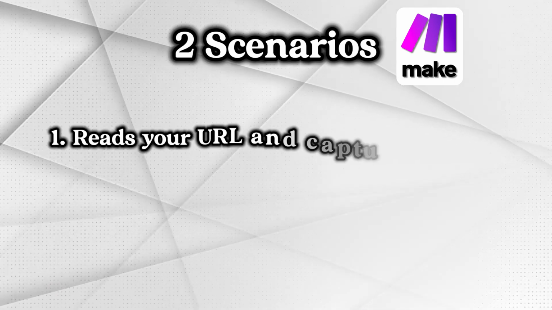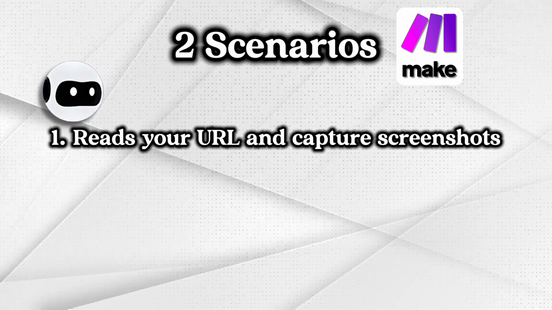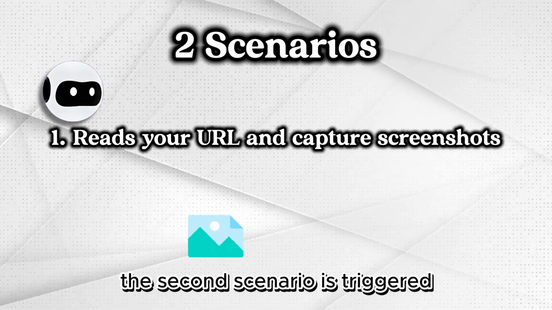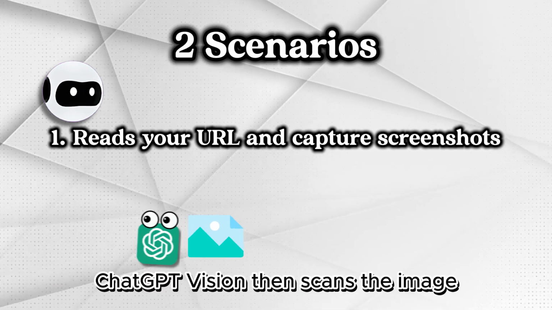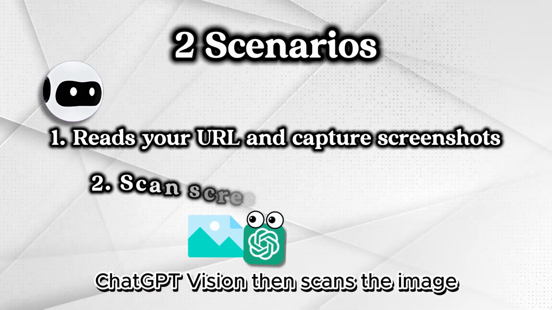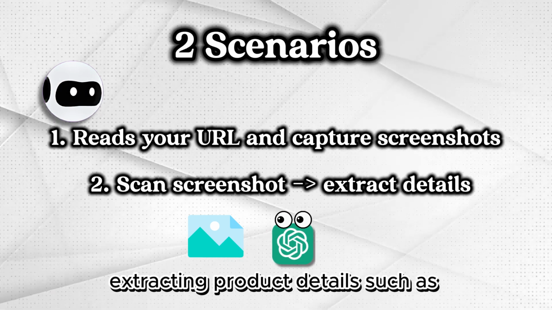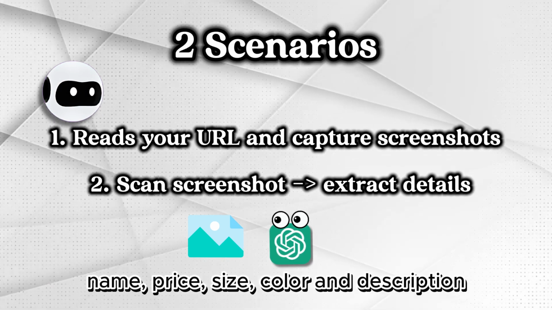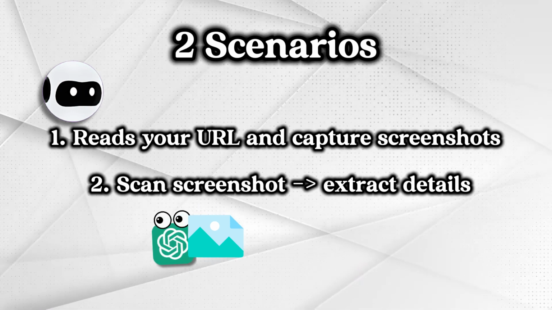Okay, let's dive in. We'll create 2 scenarios in Make.com. The first one reads your URL and captures the screenshot using Browse AI. The second scenario is triggered when the screenshot is ready. ChatGPT Vision then scans the image, extracting product details such as name, price, size, color, and description.